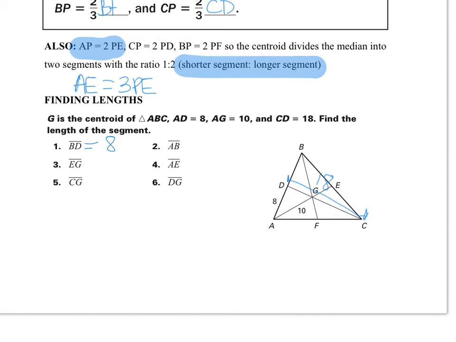AB is then the two of them added together: 16. EG, so I know that number 3, 2 times GE, or EG, equals AG. So that equals 10. So I divide by 2, and G equals 5. Number 4, AE is then just the two of them added together.